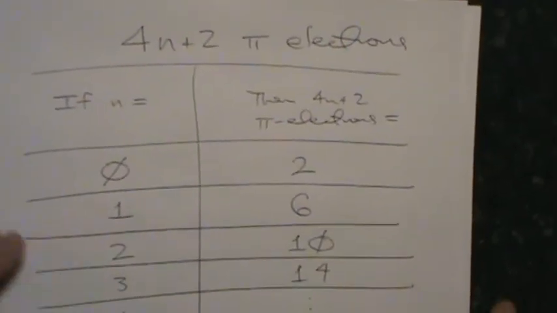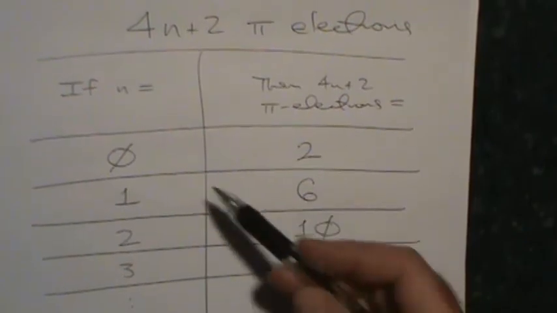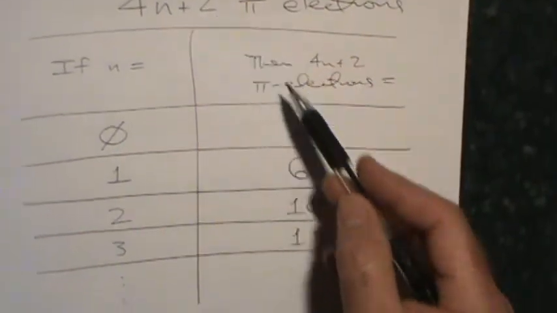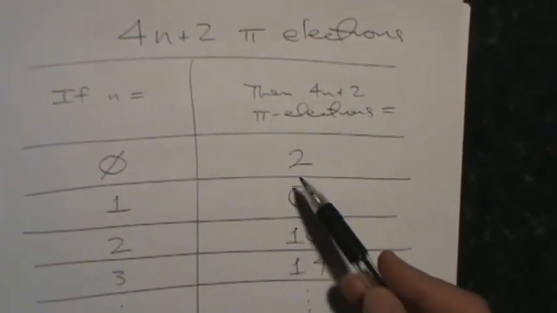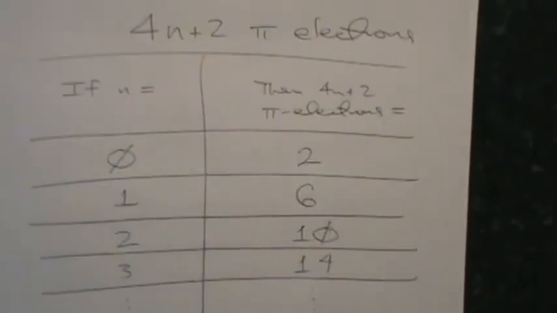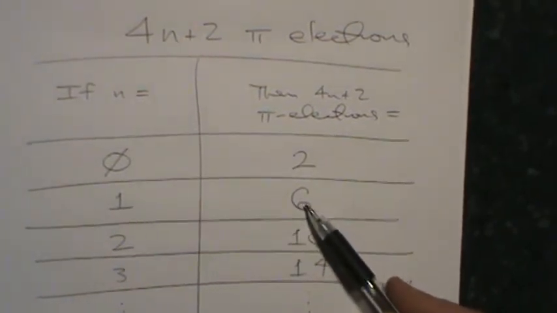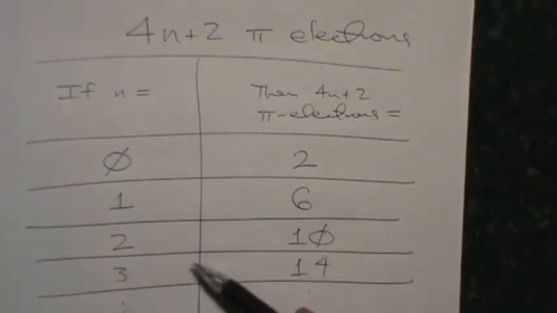Here's a simple table where we look at 4n plus 2 pi electrons. If n equals 0, 4n is 0 plus 2, then the number of pi electrons would be 2, and that's a magic number. 2 pi electrons with the other 3 rules satisfied, cyclic, fully conjugated, flat, or planar. That is going to be an aromatic structure. If n equals 1, 4n plus 2 becomes 6. If n equals 2, 4n plus 2 becomes 10. If n equals 3, 4n plus 2 becomes 14.